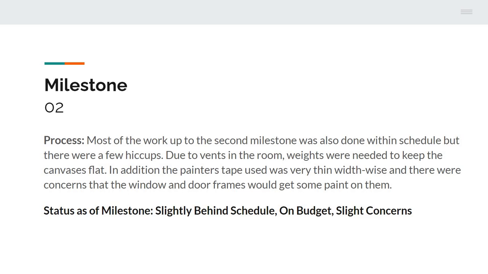The second milestone was most of the work was done within schedule, but there were a few hiccups. If you remember, milestone 2 was getting the room all prepped and ready. Due to the vents in the room that were responsible for heating and air conditioning, we needed to quickly adapt, and some weights were needed to keep the canvases flat and stable.